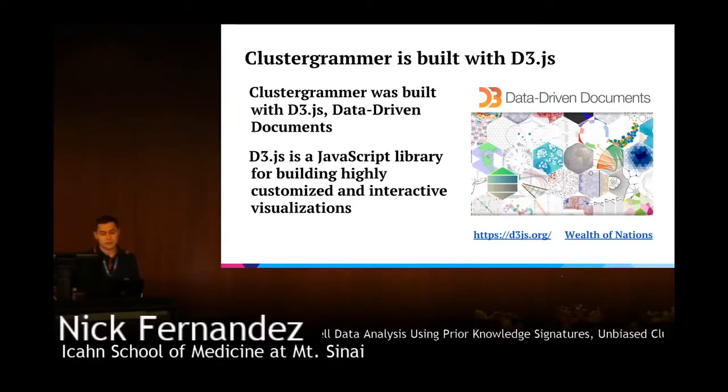Clustergrammer was built with a library called D3JS. It's Data-Driven Documents, a very popular data visualization library authored by Mike Bostock. You've probably seen visualizations from D3 if you've looked at the New York Times over the past 5 to 7 years, because they utilize it a lot. It's a really good library for building customized and interactive visualizations, and everything's at a low level. You build it up from tiny little shapes, which is what we need for our custom visualization.